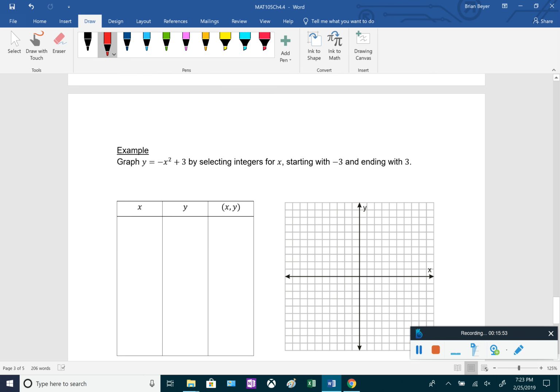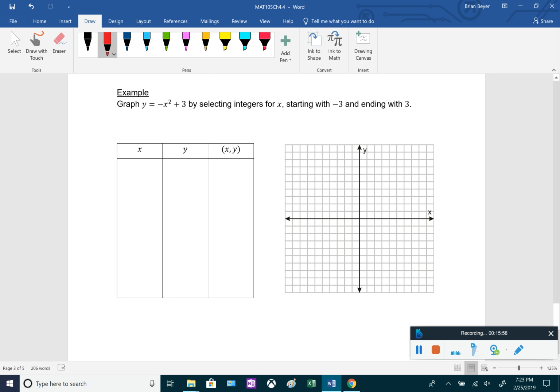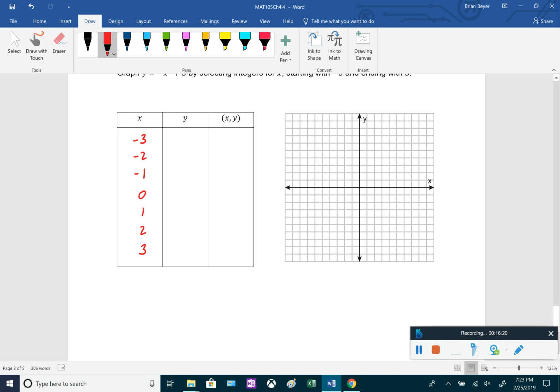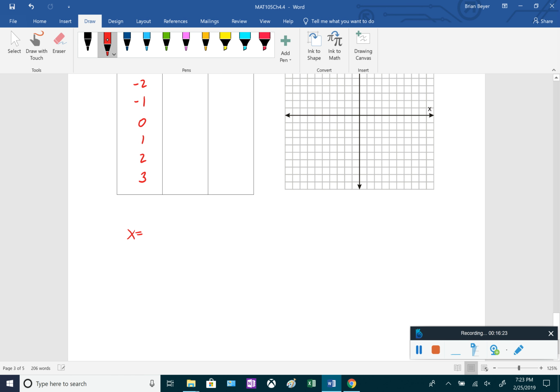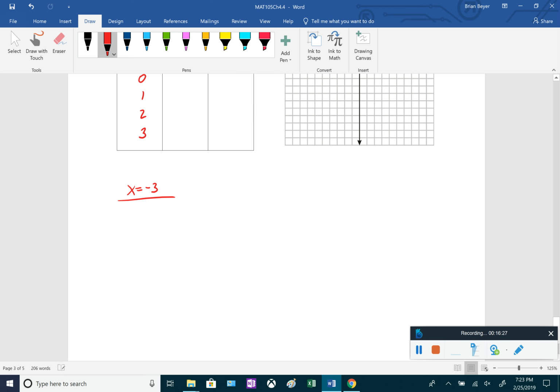Okay, so let's do maybe 1 more here. Let's graph y equals negative x squared plus 3 by using those same integers, negative 3 to 3. So negative 3, negative 2, negative 1, 0, 1, 2, and 3. Plugging these into this function here, this is where we have to be a little bit careful. So I'm going to move down here a little bit. Do x equals negative 3. I'm going to rewrite the function y equals negative x squared plus 3.